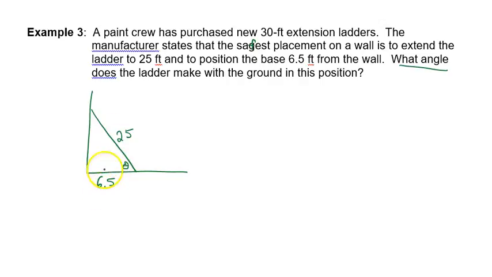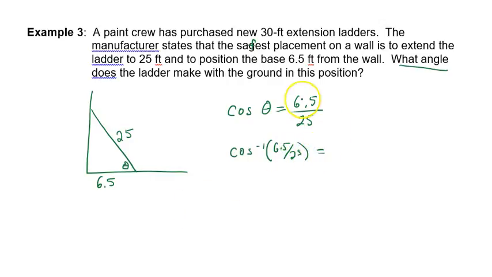So I have the adjacent side and the hypotenuse. Adjacent and hypotenuse go with cosine. So cosine of theta is 6.5 over 25. Now, because I'm missing that angle, I'm going to use the inverse. So this one will be a cosine inverse, 6.5 over 25. And we'll just type that in.